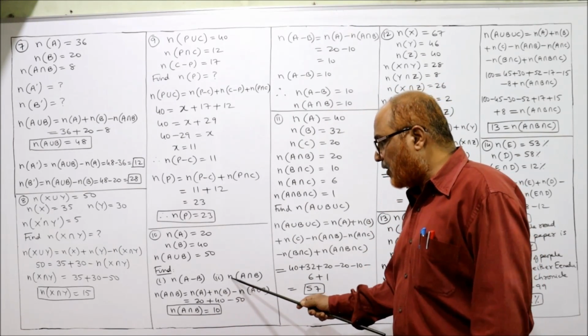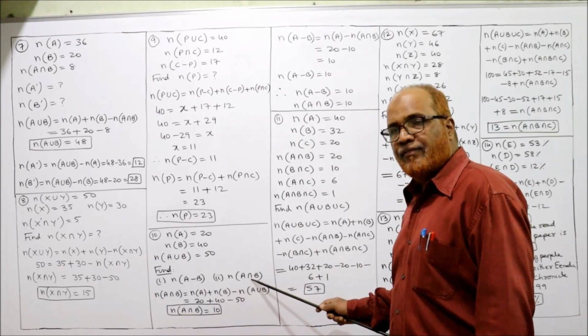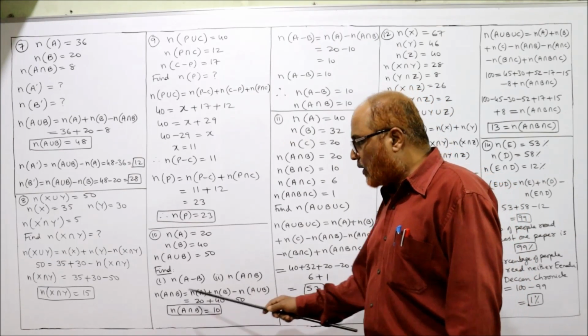First of all, we calculate N of A intersection B. What is the formula?